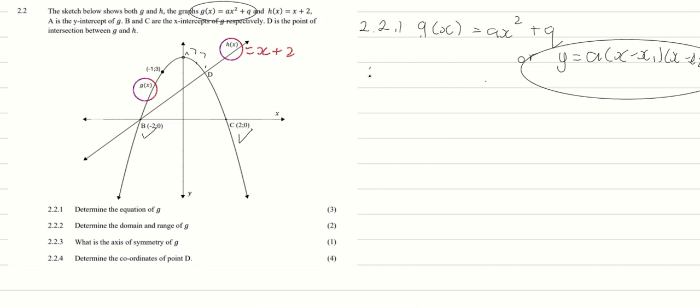Okay, and so this is the equation that we need to use to be able to solve this problem. So we go y is equal to a(x minus x1) multiplied by (x minus x2).